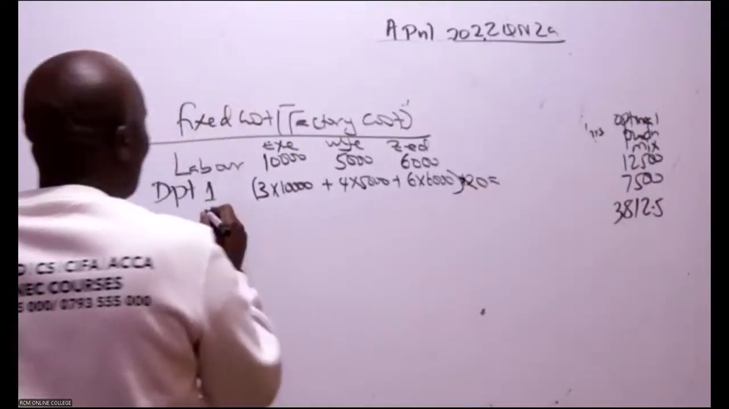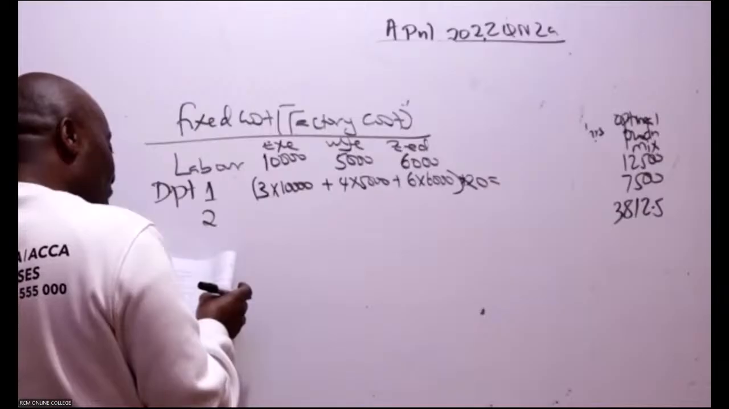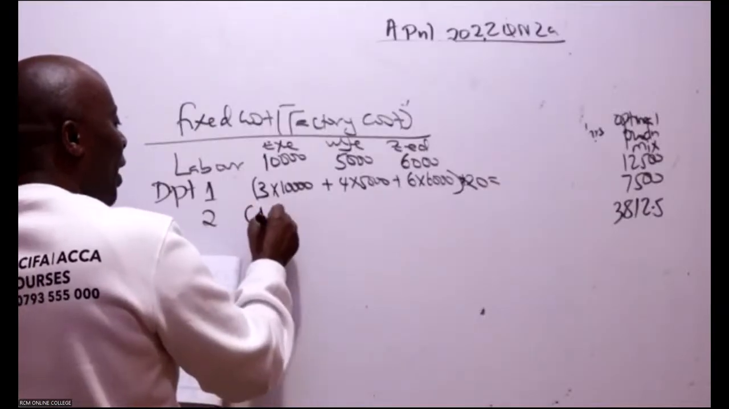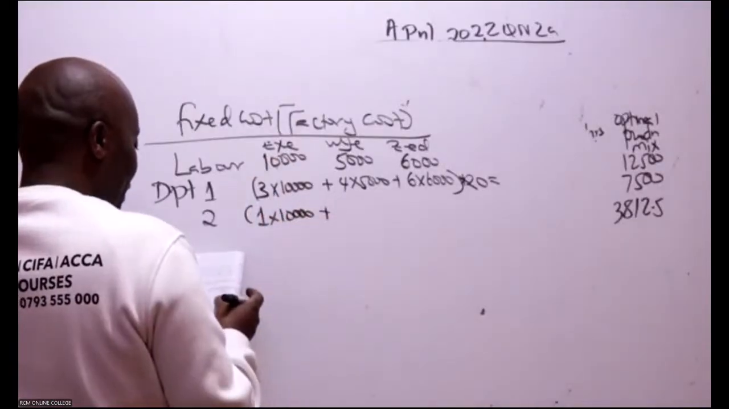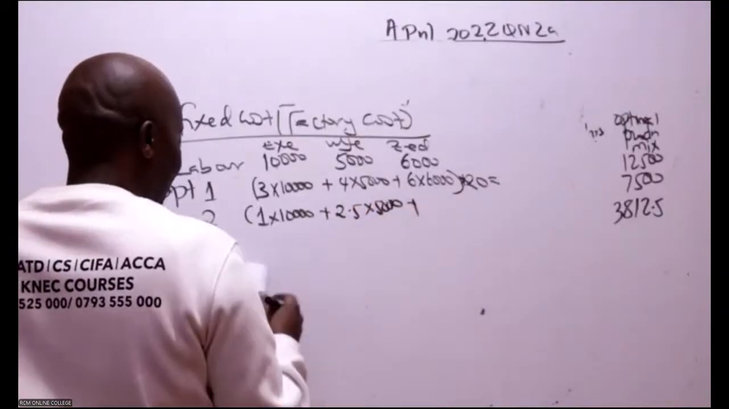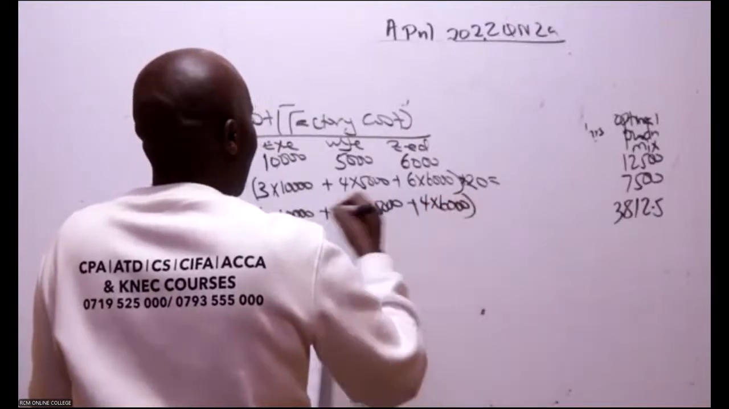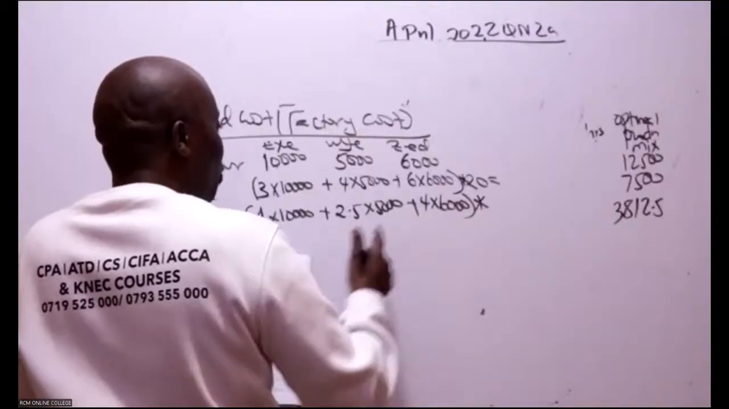Go to department number 2. From additional information 1, I can see the labor hours per unit. So I will take 1 times the number of units, 10,000, plus 2.5 times 5,000, plus 4 times 6,000, times the department 2 rate, which is 40.